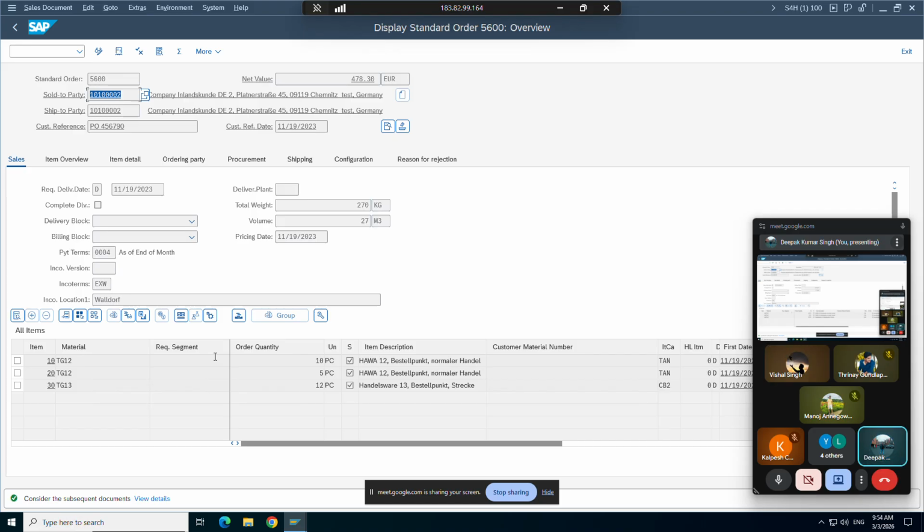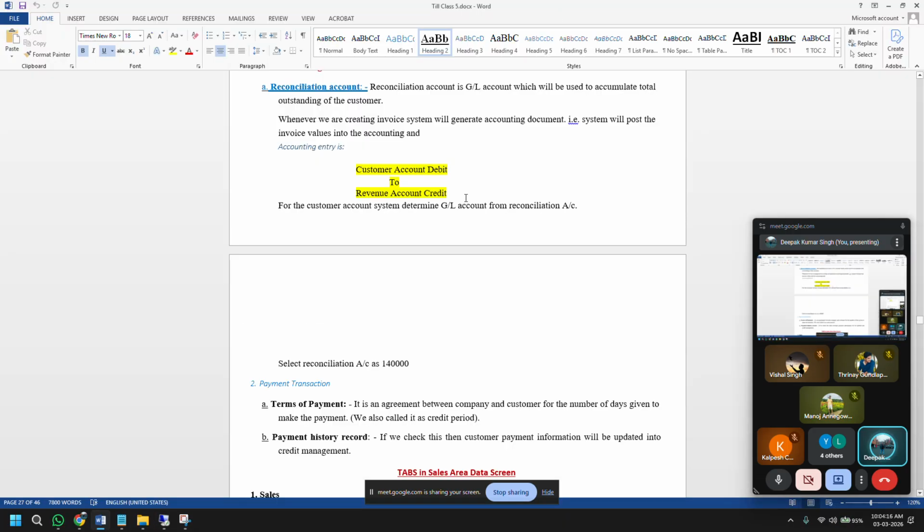Maybe we'll create one customer for our testing purpose, so that once we define our order type and sales organization, since this org structure we have defined on our own, we can try our own customer also and then place that order with our customer. Okay, so we have covered this reconciliation.